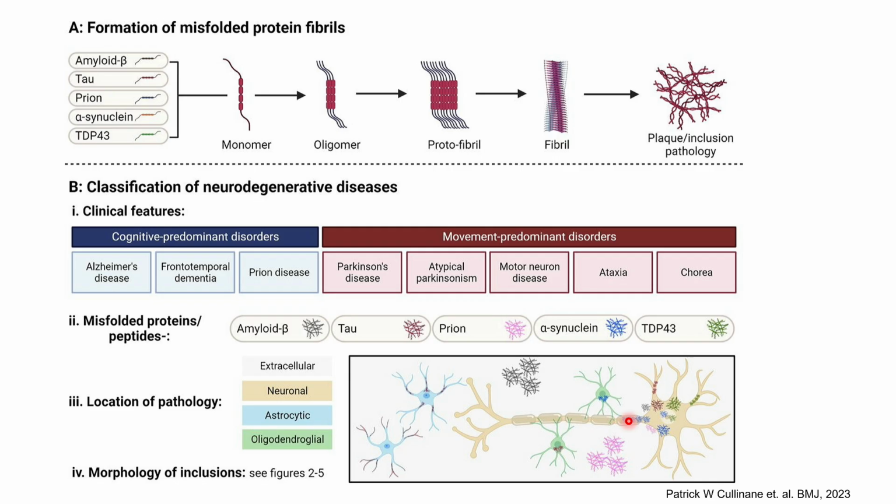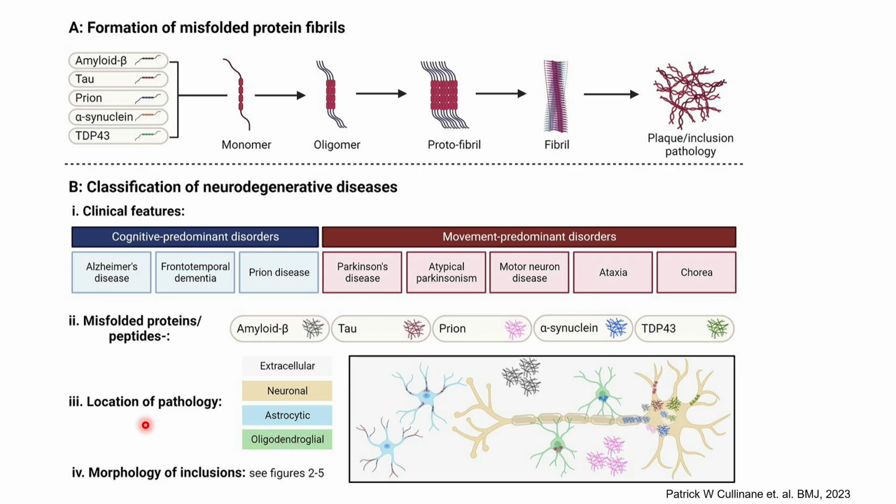Based on the clinical features, neurodegenerative diseases are classified into two parts: cognitive predominant disorders and movement predominant disorders. The cognitive, where the cognition, the mental part is involved, and the movement, which affects the muscles. The cognitive predominant group includes Alzheimer's, FTD, the frontotemporal dementia, and the prion disease. The movement group includes Parkinson's, atypical Parkinsonism, motor neuron disease, ataxia and chorea.